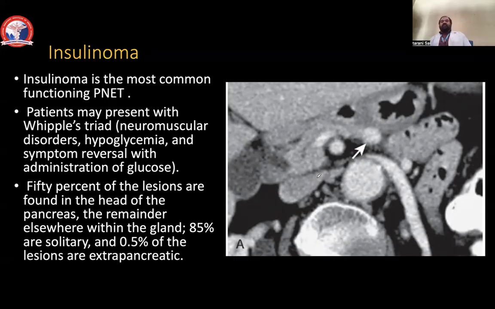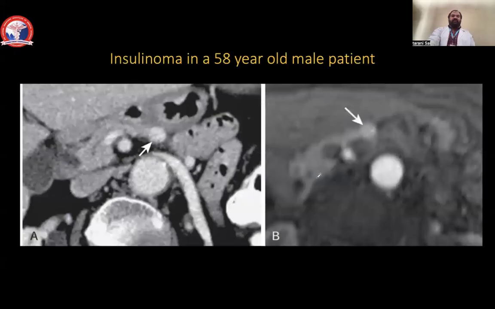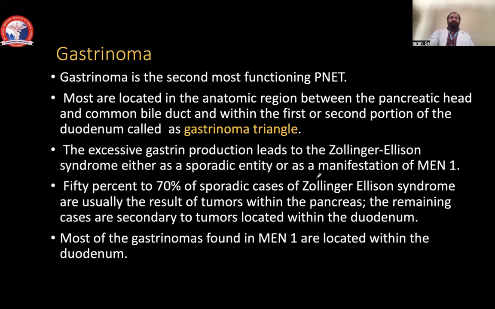And this is an axial reformat image showing an intensely enhancing mass in the body of the pancreas. And this is also the same thing, an intensely enhancing mass in the body of the pancreas, which is seen as hyperintensity in the T2 weighted phase, or sorry, the axial MR contrast image.